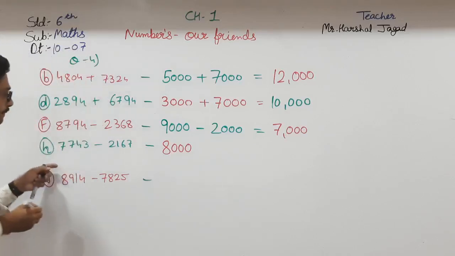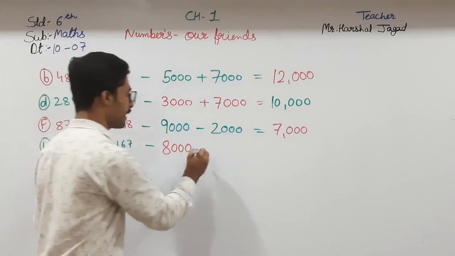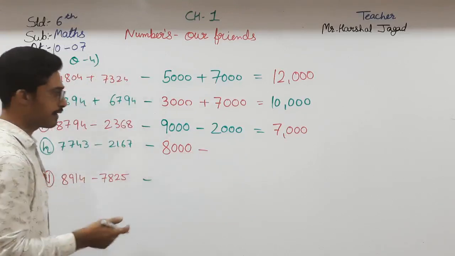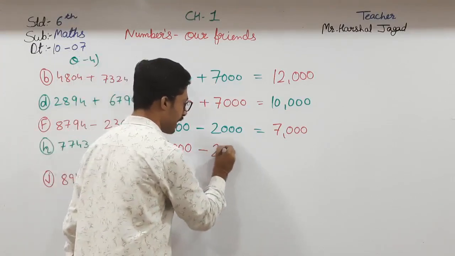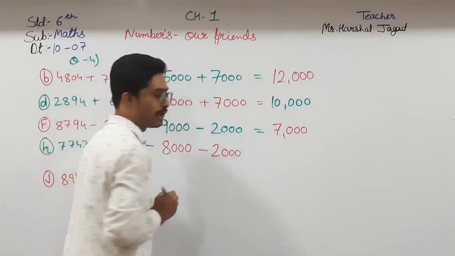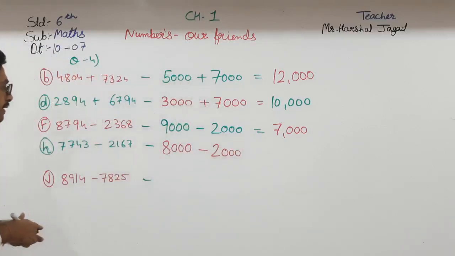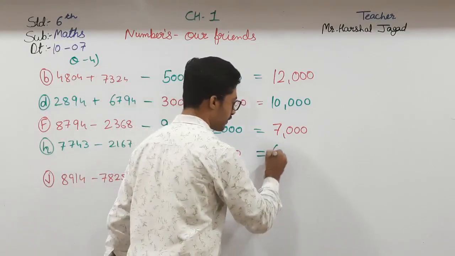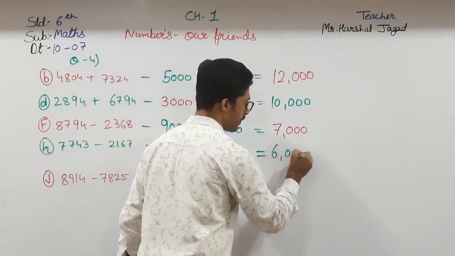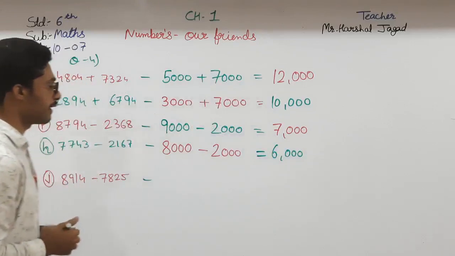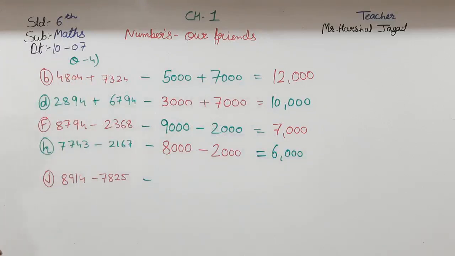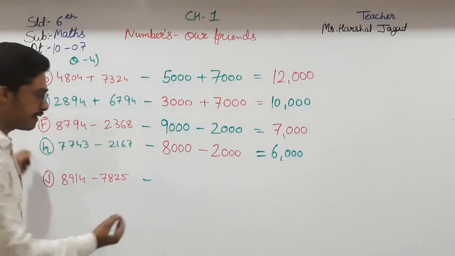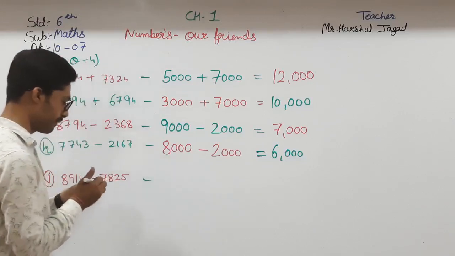Okay, and subtracting that, here is also 2,167. I can round it off, that is 2,000. Okay students, subtracting 8 minus 2, that is 6. So here it will be 6,000. Okay, and the last one, here it is 8,914, and we can write this as 9,000.